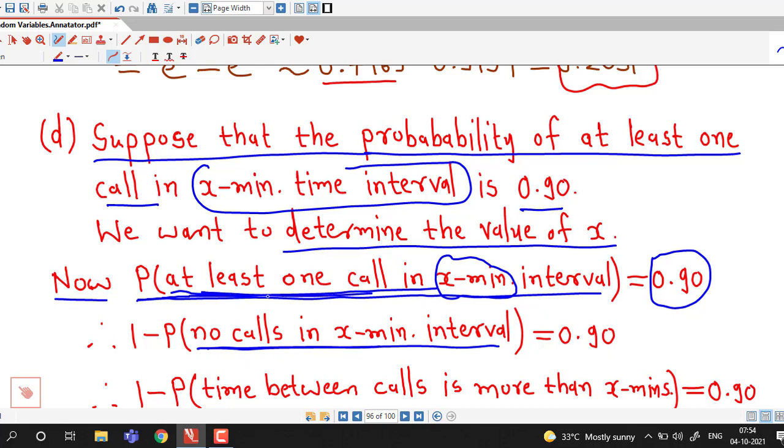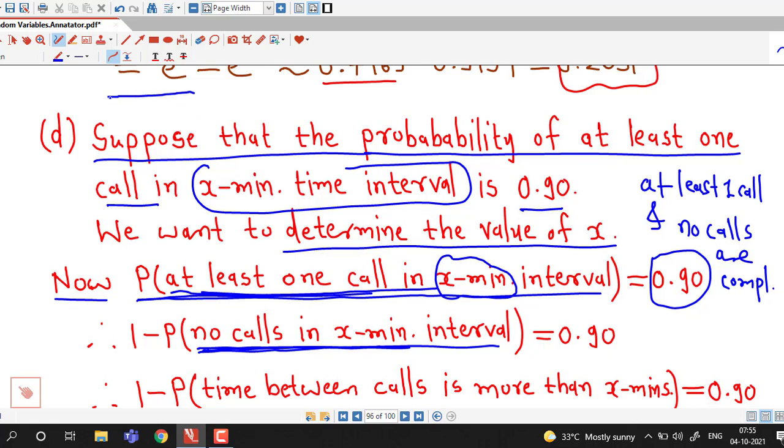So I can write down this probability as 1 minus the probability of no calls in an x minute interval, equal to 0.90. Here I am using the fact that at least one call and no calls are complementary events. So the probability of at least one call in an x minute interval is equal to 1 minus the probability of no calls in an x minute interval.